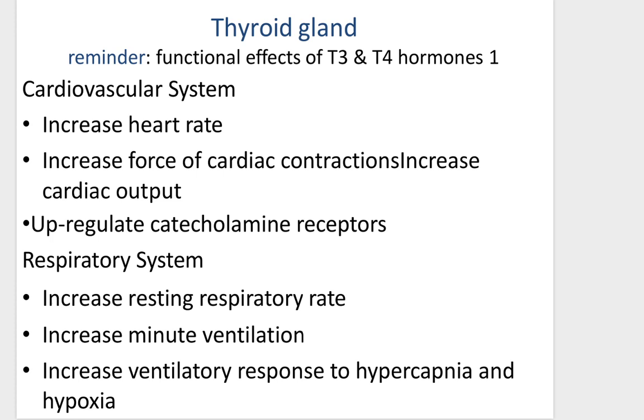And effects of thyroid hormones T3 and T4 on different systems. For the cardiovascular system, they increase heart rate, increase force of cardiac contraction, and increase cardiac output. Moreover, they upregulate catecholamine receptors. For the respiratory system, they increase resting respiratory rate, increase minute ventilation, and increase ventilatory response to hypercapnia and hypoxia.